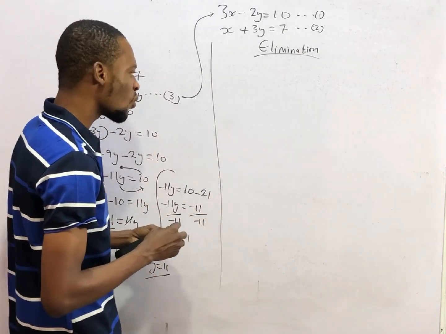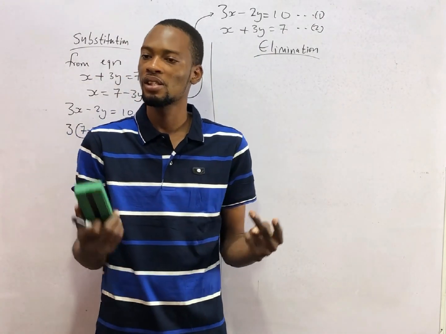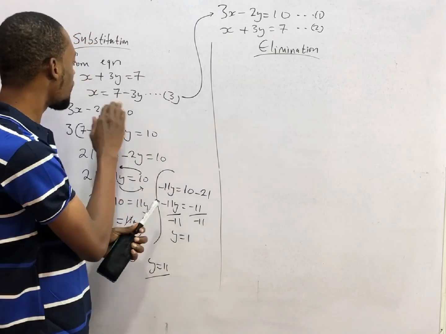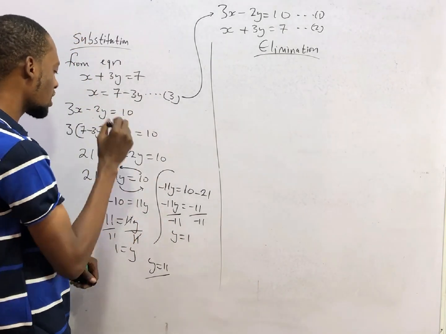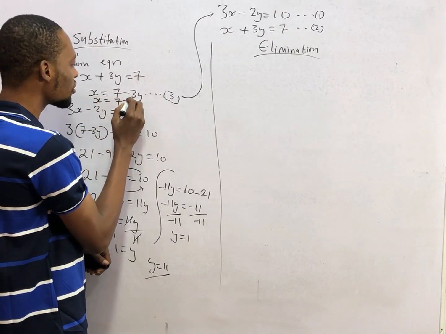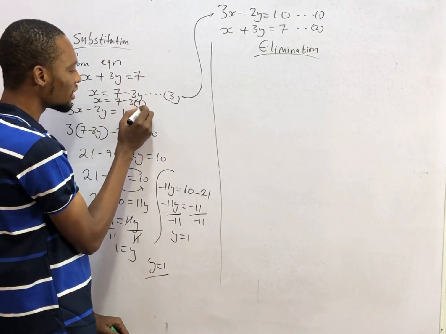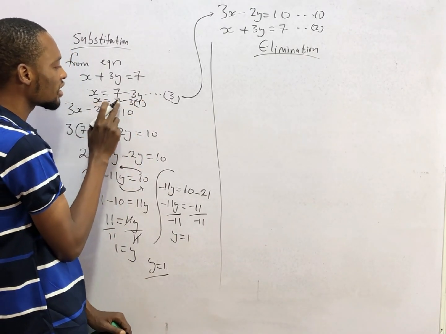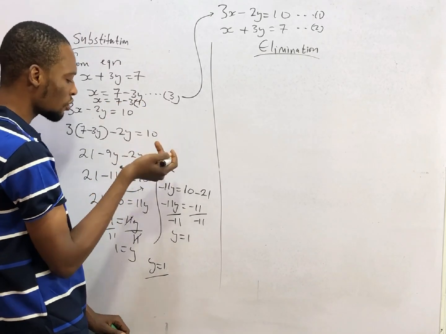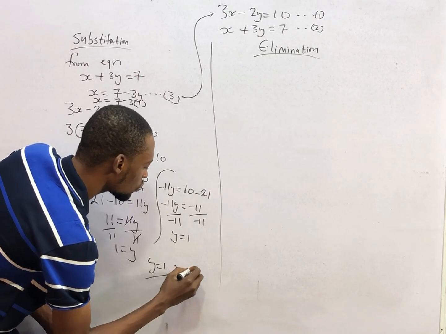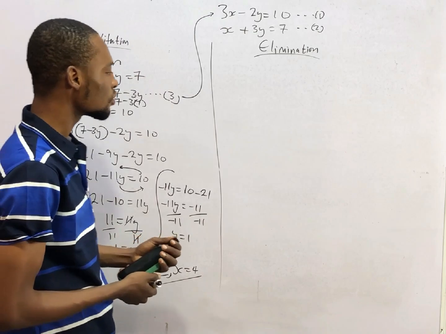In simultaneous equation, we are not just looking for y, we are looking for s and y. That is why it is simultaneous equation. But from equation 3, we are told that s is equals 7 minus 3y, which means s is equals 7 minus 3 times y. What is y? 1. So instead of y, you put 1 here. Therefore, s is equals 7 minus 3 times 1. 3 times 1 is 3. 7 minus 3 is 4. So s is equals 4. The solution to this equation is y is equals 1, s is equals 4.